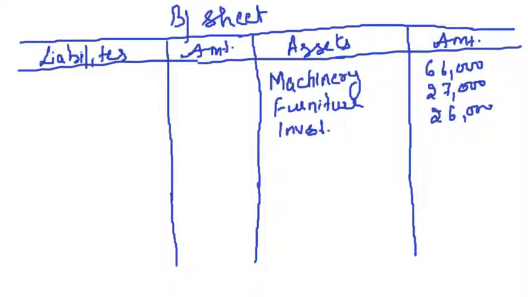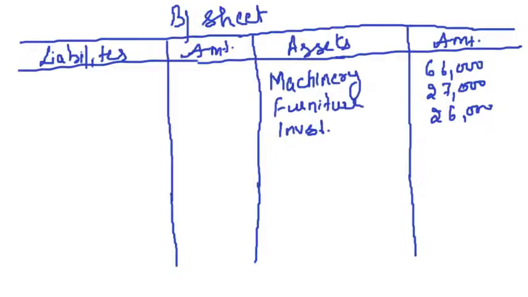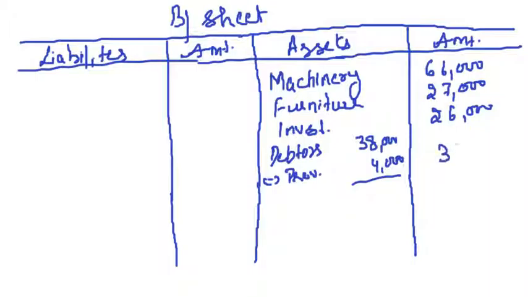Next, debtors. Anything related to debtors? No. The debtors will appear as such. So we'll say debtors of 38,000 minus provision of 4,000. So debtors will appear at 34,000 only. Okay.